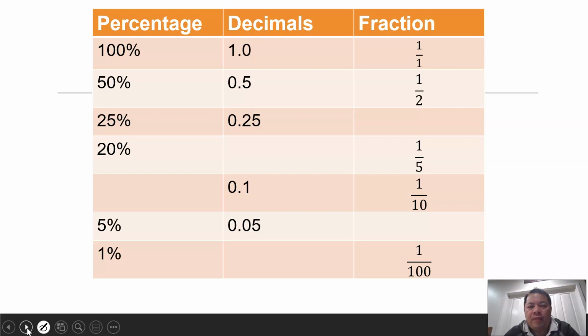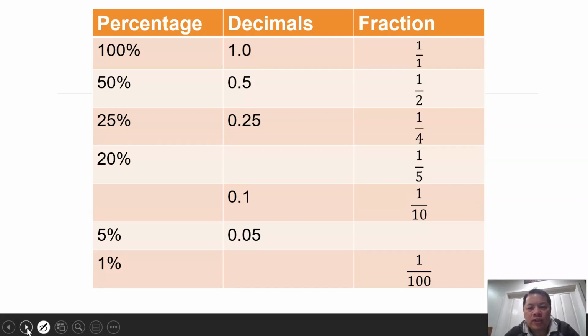What about when we have 25%? How do we convert it into a fraction? Many of you will say, oh, it's 25 out of 100. But whenever we present a fraction, always present it in the simplest form. So 25 out of 100, when you divide both numbers by 25, you actually get 1/4, 1 out of 4.